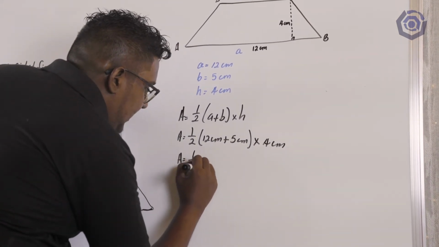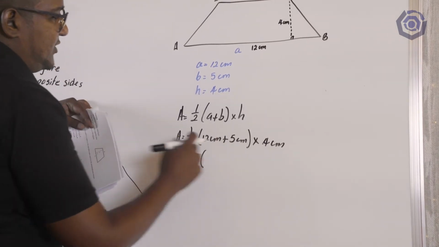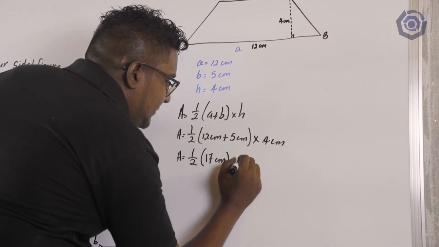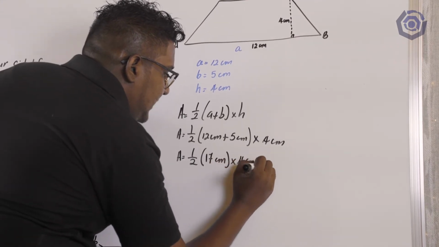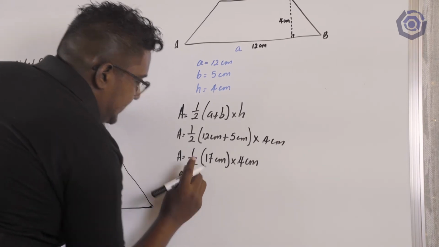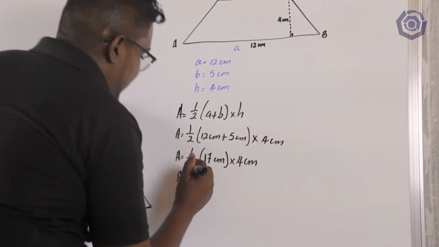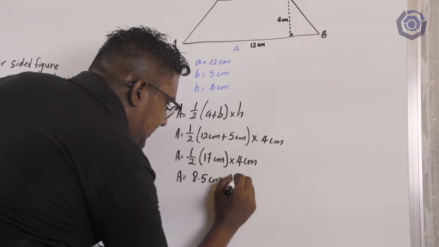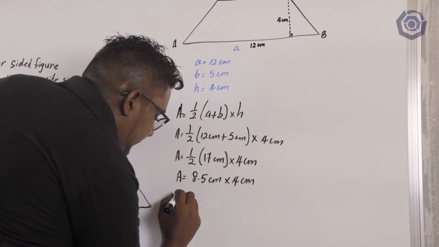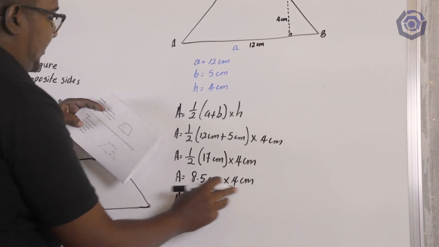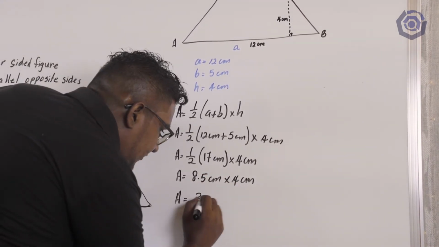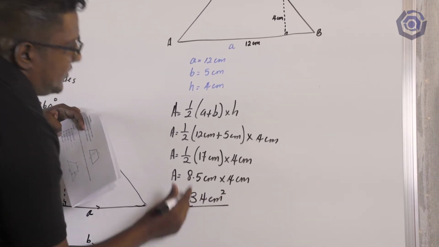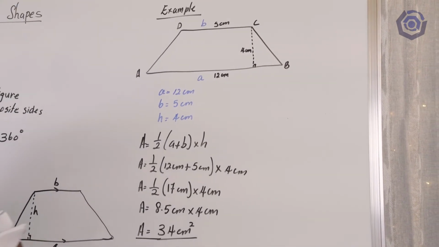A is equal to a half of, we work the bracket first, 12 plus 5, which gives me 17 cm, multiplied by 4 cm. We half this part first, and that gives me 8.5 cm multiplied by 4 cm. A is equal to 8.5 times 4, which gives me 34 cm squared. And this is the area of the trapezium above.